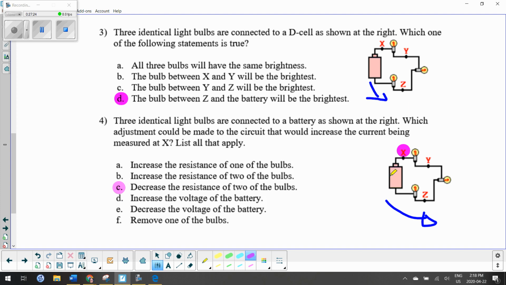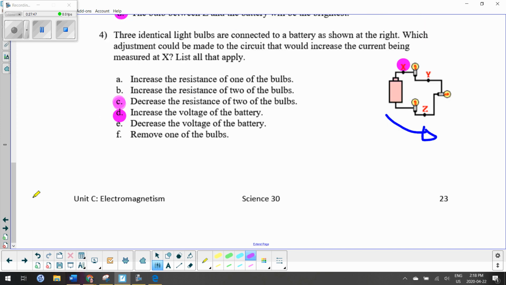D, increase the voltage of the battery. Well, if you have more power coming from here, you would have more in the end. Decrease the voltage of the battery. No, that doesn't make sense, because from previous. And then F, remove one of the bulbs. Well, if you remove one of the bulbs, then it stops electricity from flowing to the rest, and you will not get any current here.